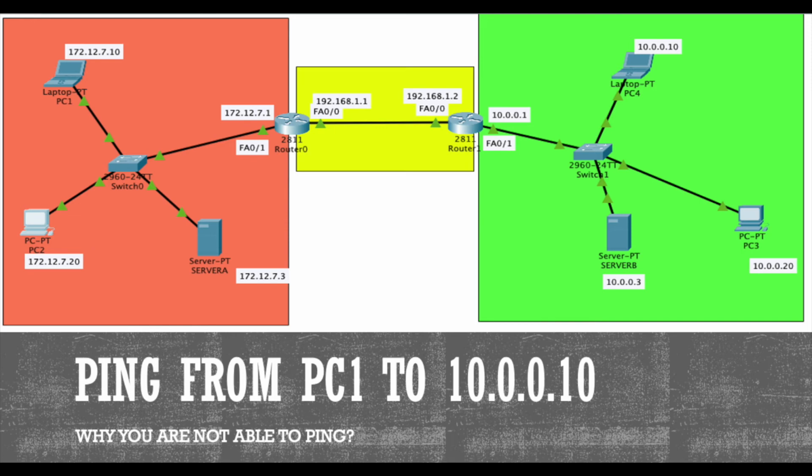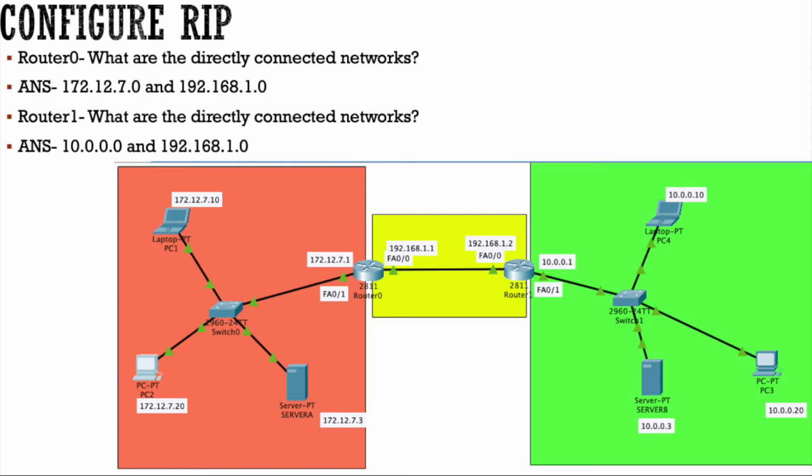Now we will configure the router. So basically for configuring the RIP protocol, we will give the directly connected networks address to the router. For example, for router 0 there are 2 directly connected networks, and for router 1 there are 2 directly connected networks. So we will enter these details to the routers. I will show you how we are going to enter it now.